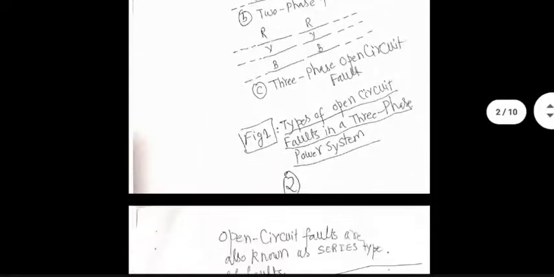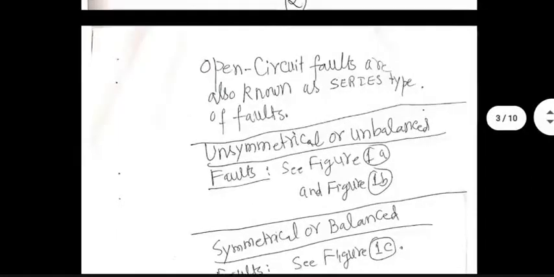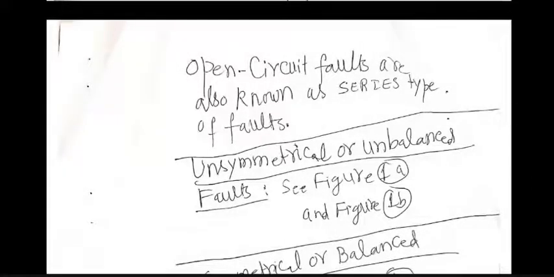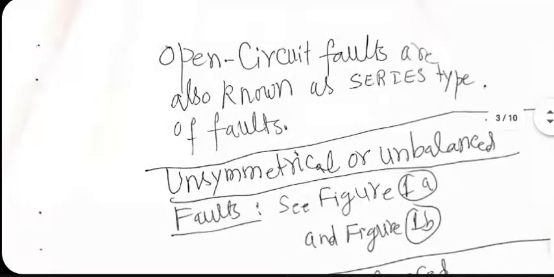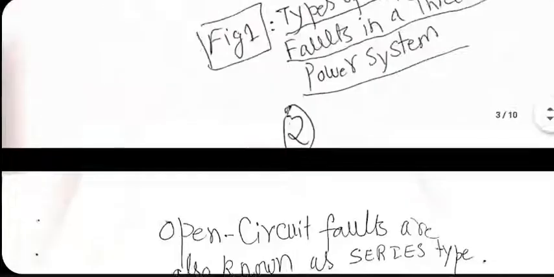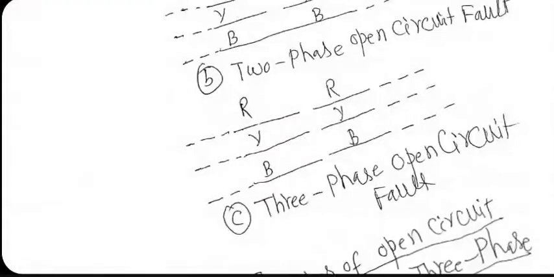Okay. Open circuits are not desired, but in many cases, they are not that dangerous compared to short circuits. Short circuits create a large amount of current, which may damage the equipment seriously. Open circuit faults are also known as series faults or series type faults. Okay, as we have already seen, unsymmetrical or symmetrical. Three-phase fault is the symmetrical one. The other two are unsymmetrical.